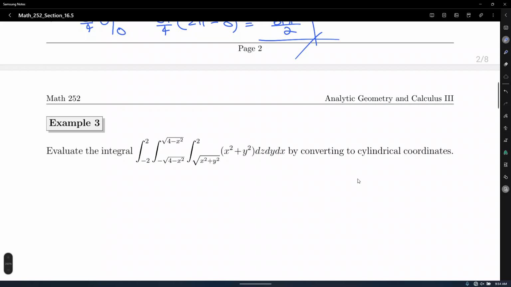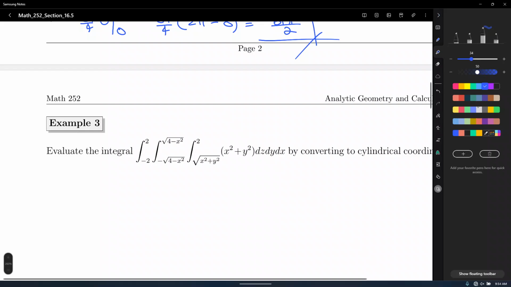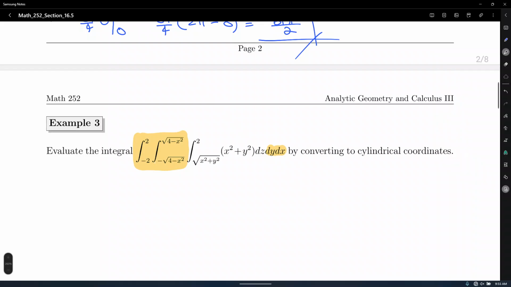Regardless of how this is given, in this case it's given as a triple integral. Just focus on the last two integrals. That's going to give us the projection onto the xy plane, because those two limits of integration are for y and x. Let's see what this represents.